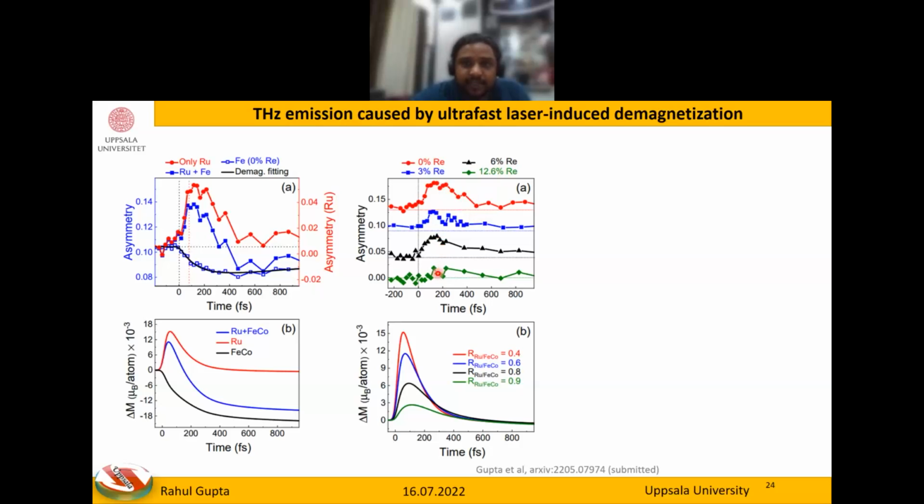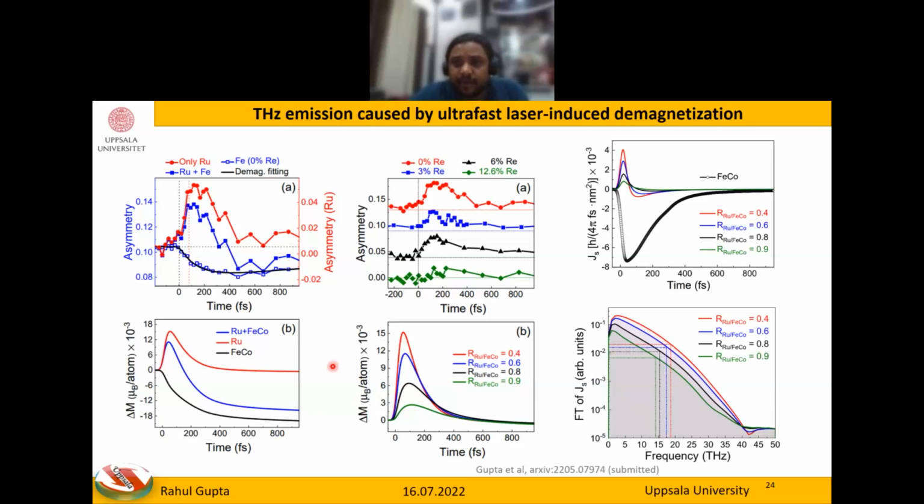And how do we understand that? Our theoretical collaborator again calculated the same thing as a function of different reflection coefficient, which we can consider as a different rhenium doping. And as we increase the reflection coefficient, one would get a lower change in the magnetization as a function of time. So one can say the theory and experiment are more or less in accordance with each other.